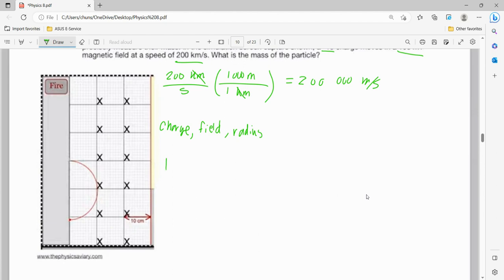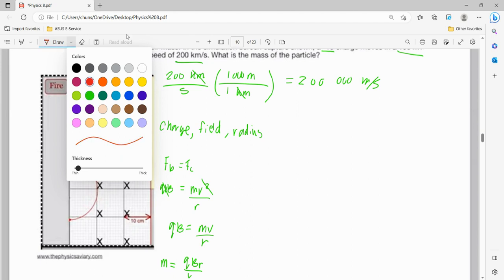So this was our centripetal force. This is QVB. And they are perpendicular, so I'm not going to include the sine. And this is equal to mv squared over r. Okay, this is going to cancel out. So this is QB equals mv over r. And isolating for our mass, this gives us QBr over v.